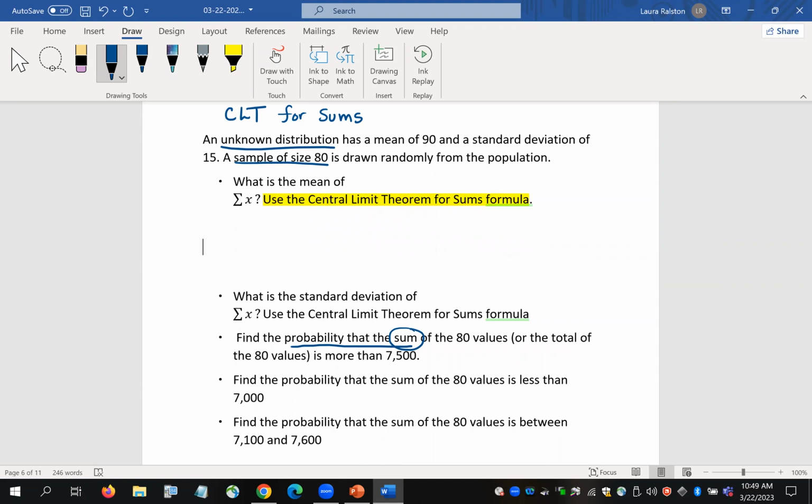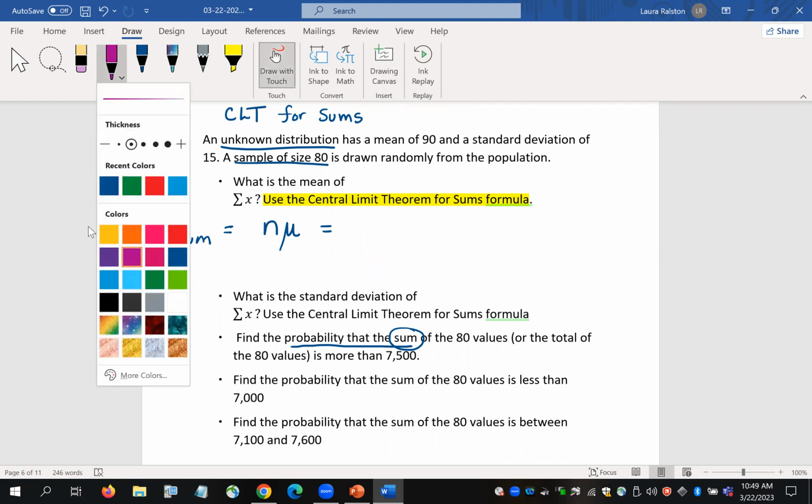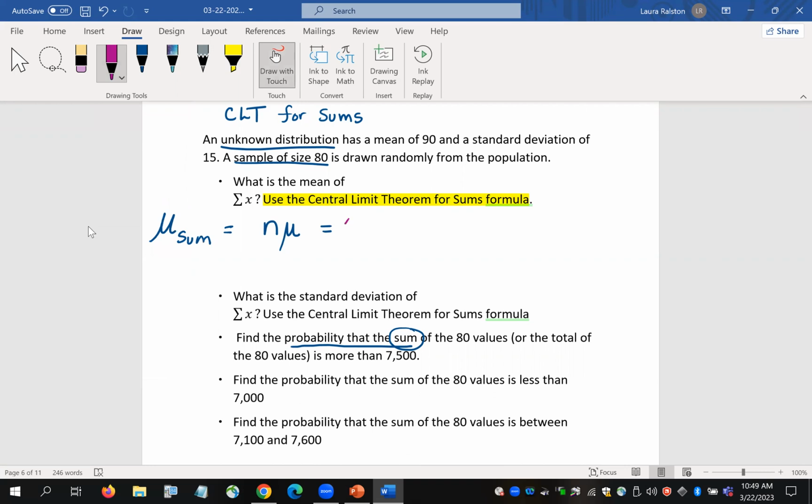So for sums, the mean for the sum is the sample size times the original mean. So in this problem, my sample size is 80, and the mean given in the problem is 90. So 80 times 90 is 7,200. So the mean that I need to use is going to be 7,200.